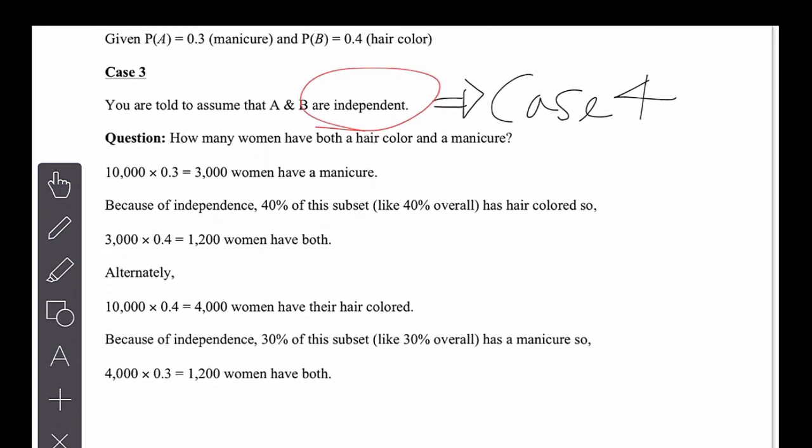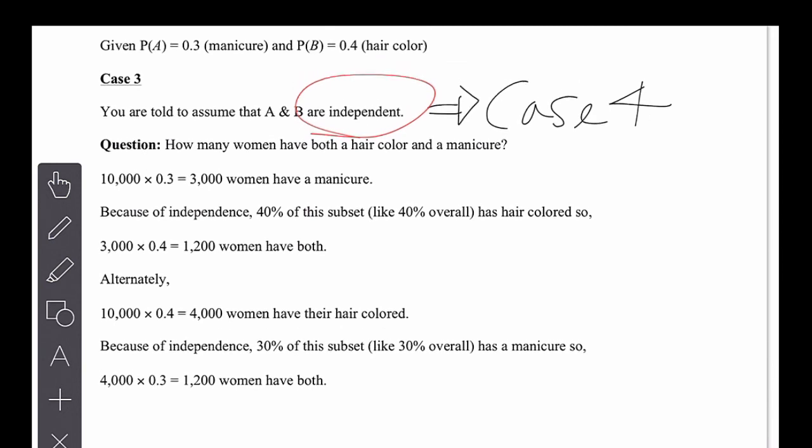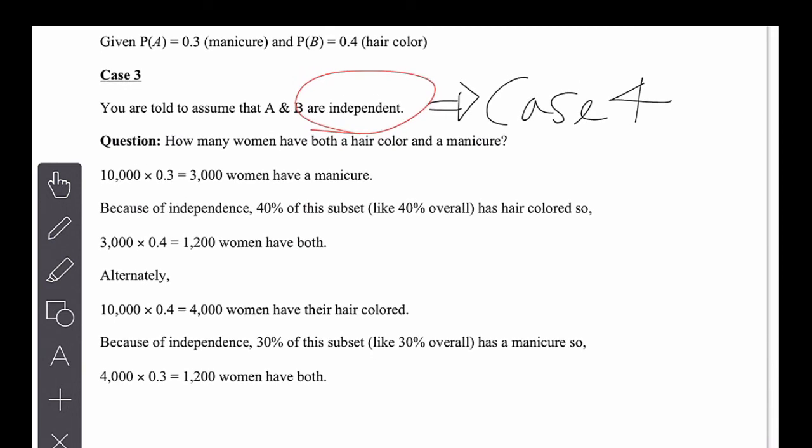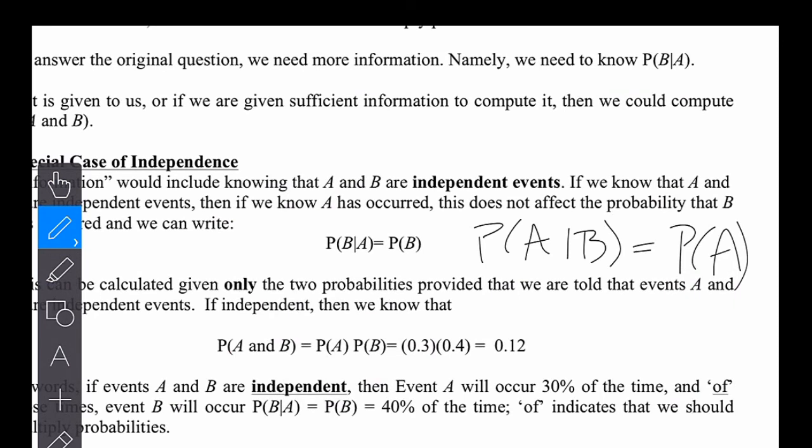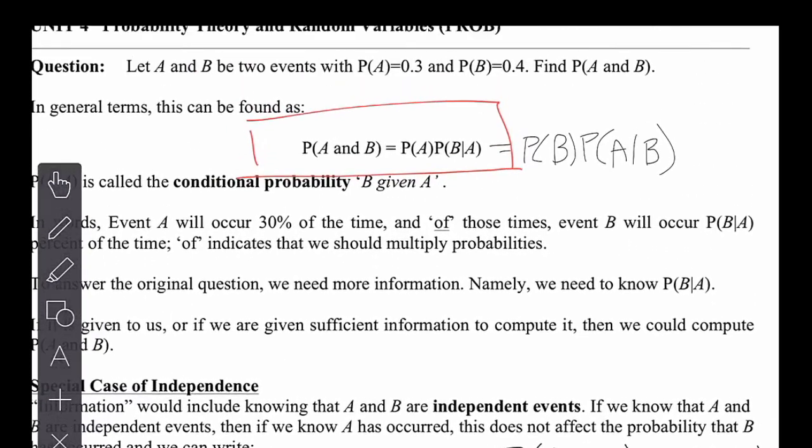Alternately, I should finish this because I should be able to do this the other way as well. I should be able to say, well, what if a woman had her hair colored? There are about 4,000 women that have their hair colored, because 40% of 10,000 is 4,000. Of these 4,000, assuming independence, I was told they're independent, 30% of them have a manicure as well. So 30% of 4,000 is 1,200 as well. So either I go this way, looking at the group of women with a manicure first, or I can do this, and I get the same answer looking at the women who had their hair colored first. Independence allows me to do that. If they're not independent events, I need extra information that will provide the conditional probability to figure it out.